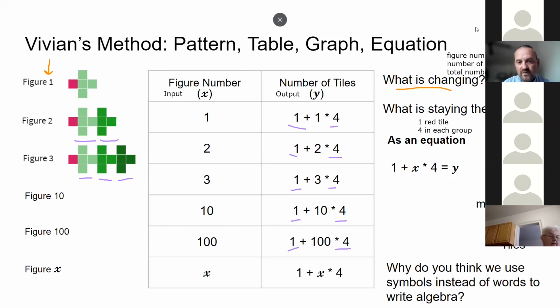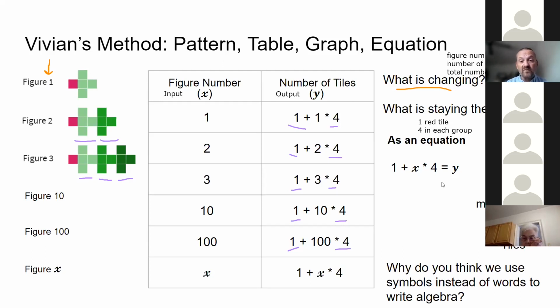To show a formula, to show a pattern, yeah. So Cornelia said, to show a formula, to show a pattern. Any other reasons? To make it shorter? To make it shorter. I think that's a really big reason. Look at all these words. Yeah. And easy to understand. Leticia said it's easier to understand.